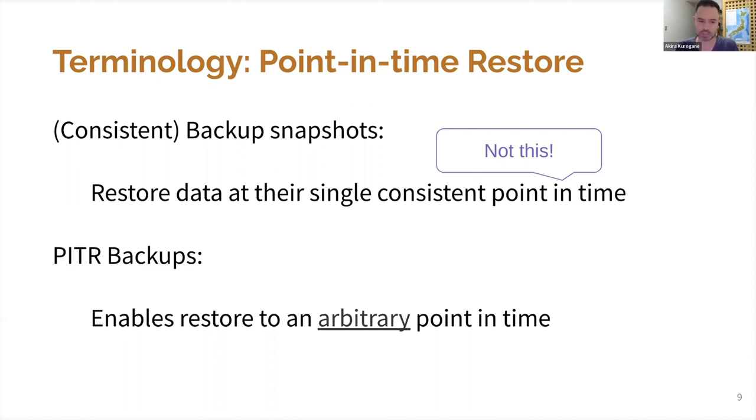A point in time restore system enables restoring to any arbitrary point in time that you want to choose since your last backup. For example, if a disaster happened at 11 a.m., 26 minutes and 13 seconds exactly, when somebody dropped a collection they shouldn't have, you can choose not just to go to your backup, which was made at 3 a.m. this morning. You could go to exactly 11 a.m., 26 minutes and 14 seconds, 1 second before the bad operation executed. The ability to go to any second at all is what a point in time restore system is about.